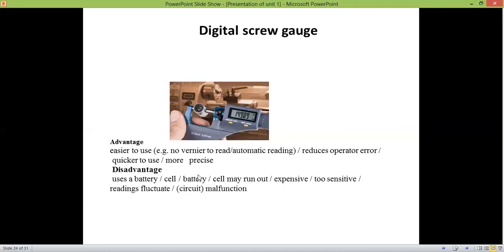Now what are the advantages of using a digital micrometer? The first one is that it is easier to use because we don't have to observe the main scale reading and circular scale reading. It reduces the operator error and it can be used quickly. It gives a more precise value. Disadvantages: it runs on a battery or a cell, and so it is expensive.